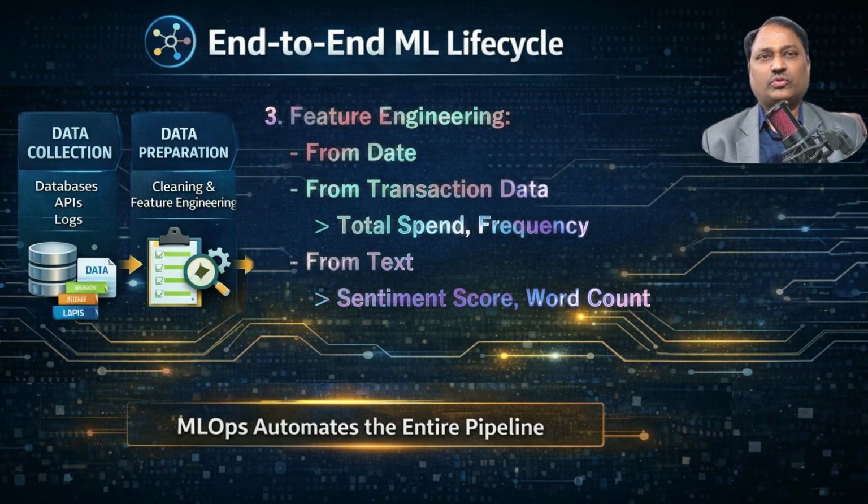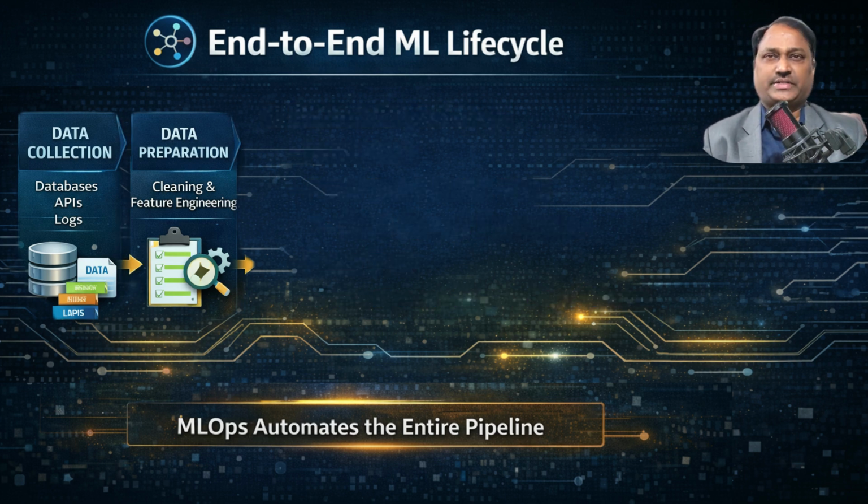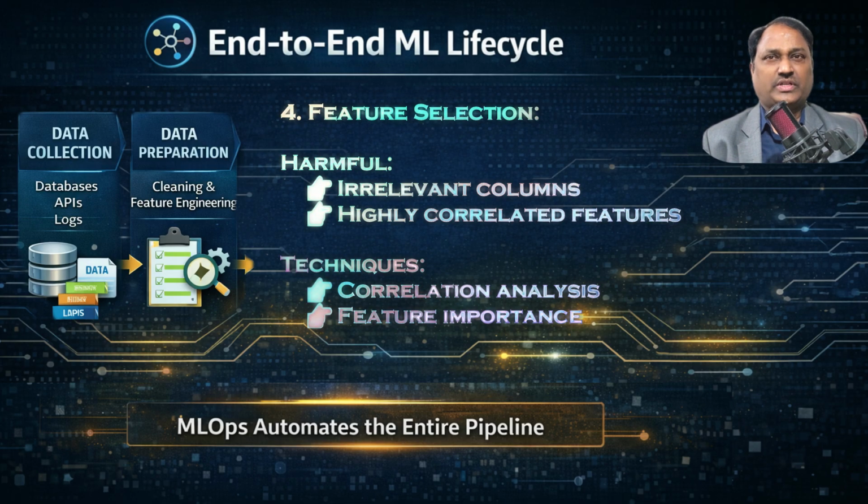So the point is, good features can improve accuracy more than changing the algorithms. Next key activity is feature selection. Not all the features are useful. Some may actually harm the model. For example, irrelevant columns, features that do not contribute useful information for model predictions. Highly correlated features means features that are strongly related to each other, causing redundancy in the model.